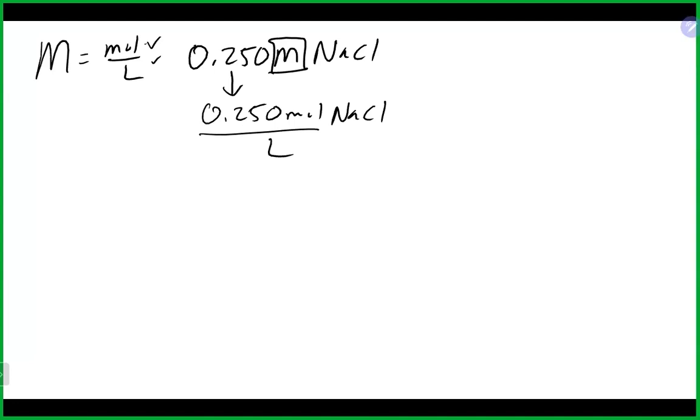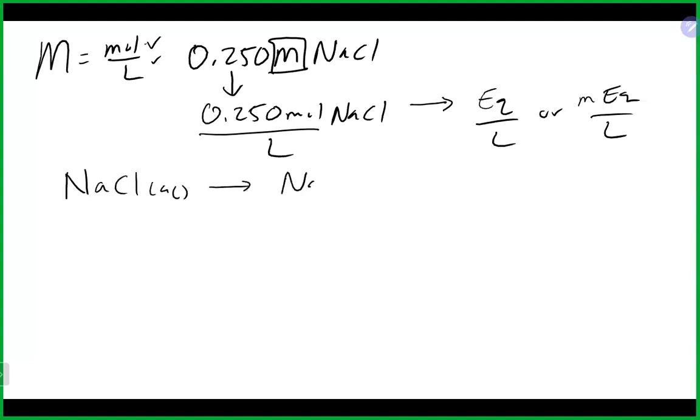Now, if we wanted to know what this would be in, say, equivalents per liter or milliequivalents per liter, which are 2 very common units that are used sometimes for electrolytes, we could do that because we can figure out our relationship here. First off, the relationship when I look at something like sodium chloride and it breaks apart into sodium ion and chloride ion.